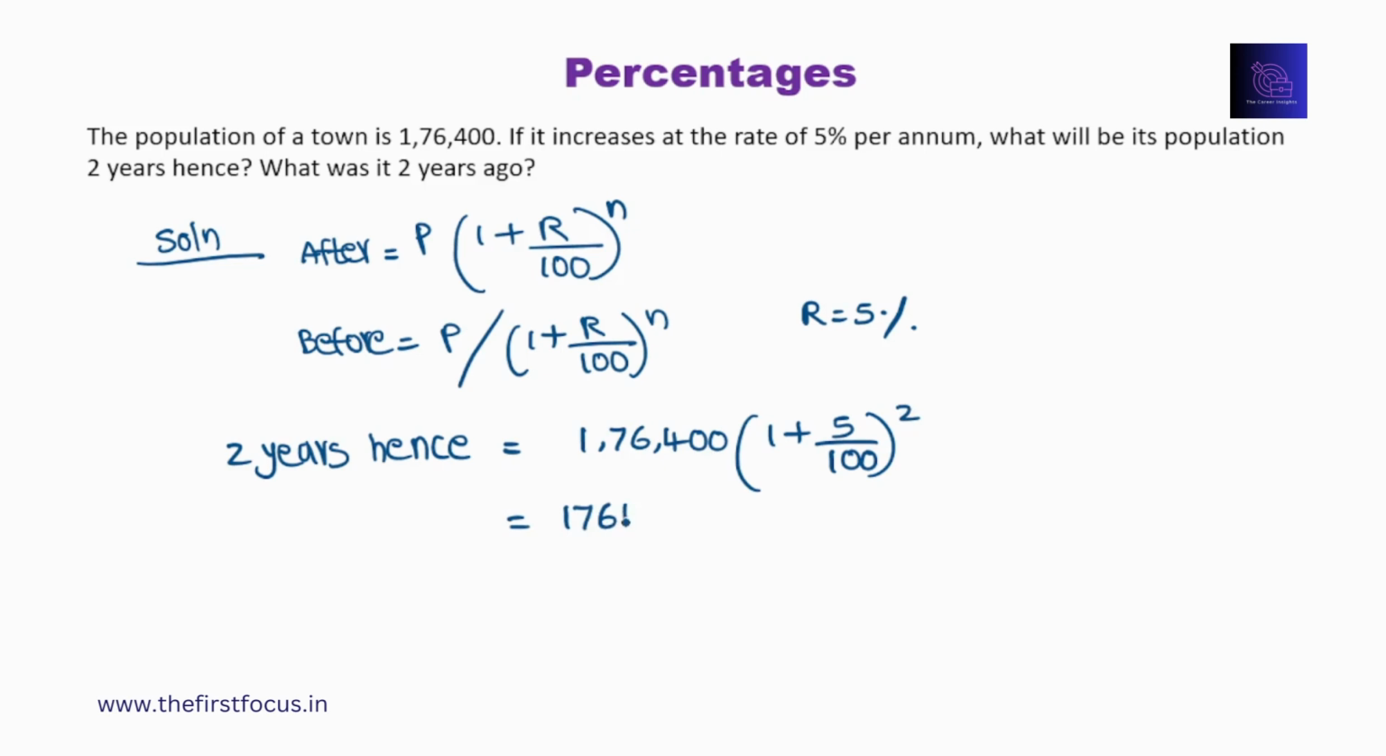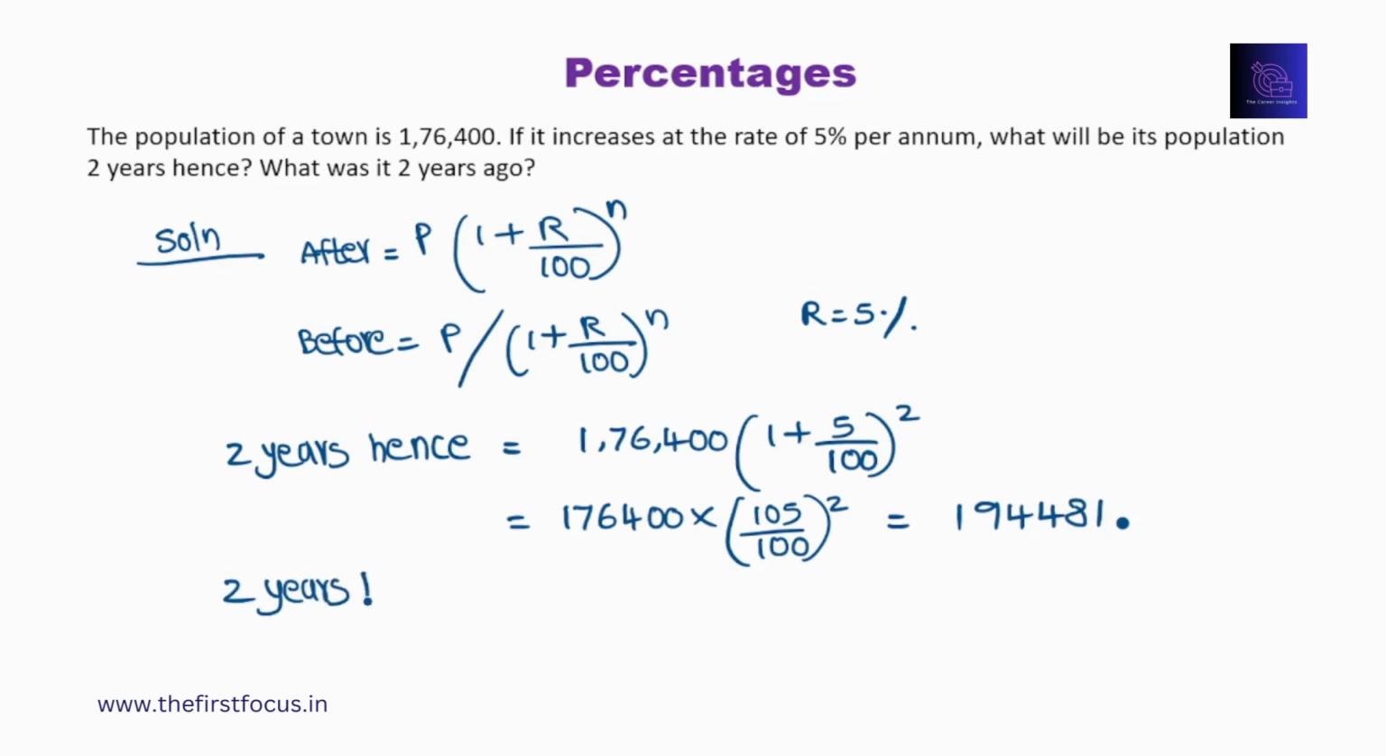So 176,400 into 105 divided by 100, the whole power 2. On solving this, we get 1,94,481.